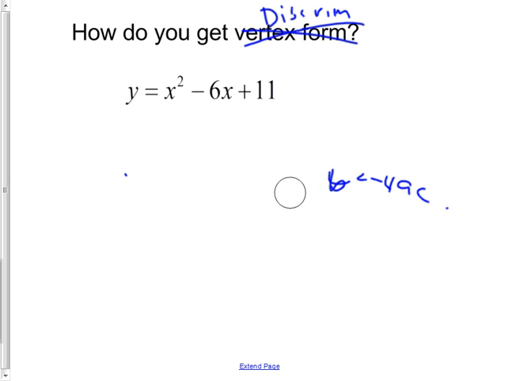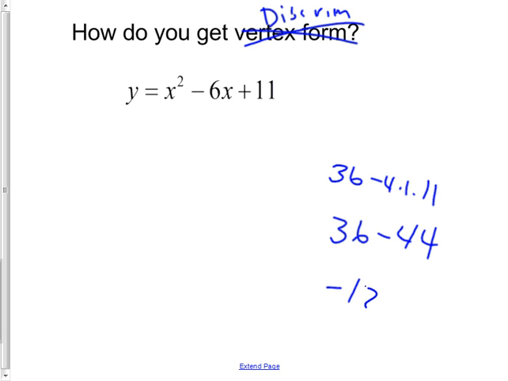All right, so b squared minus 4ac, b squared is really negative 6 squared, which is 36. Minus 4 times a times c. The a is 1, and the c is 11. 36 minus 44, which makes what? Negative 12. Now, if all you said was that, you missed half the credit, because the discriminant problem is about getting the answer of negative 12 and then saying, therefore, what does this tell us? No solutions. The discriminant is negative 12.